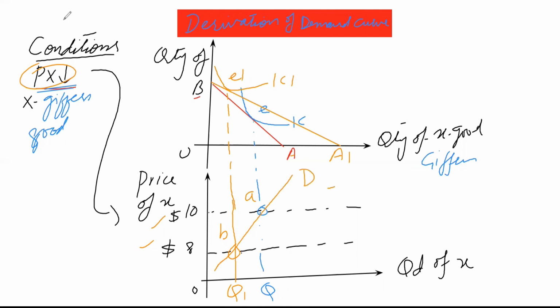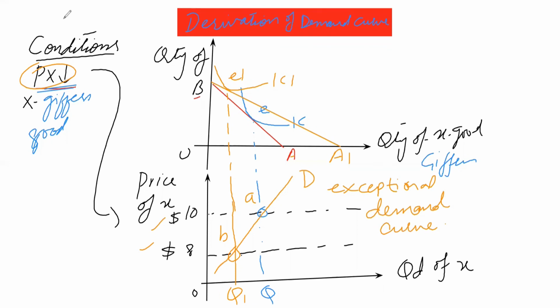If we join these points, we will get a demand curve which is an exceptional demand curve and it is positively sloped. Again keep in mind, giffen good is the good which has an exceptional demand curve which looks like a supply curve and is positively sloped. When its price falls, the consumer purchases less quantity because a fall in price increases his purchasing power, and the consumer will not purchase more quantity of giffen good or worst quality product when his purchasing power increases.